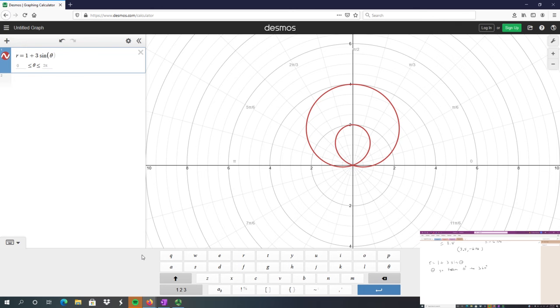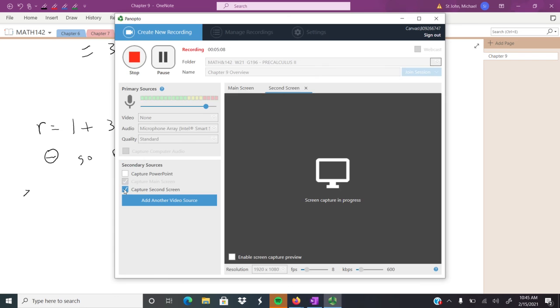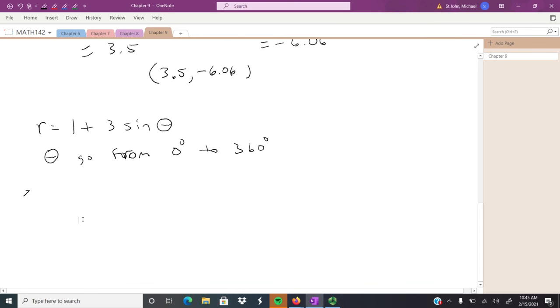Okay. So in your book, let's go back to my main screen. On pages 595 to 596, they talk about different types of polar equations and their graphs. So they give you sort of a summary of some of the basic graphs and what they look like. Okay. So polar.